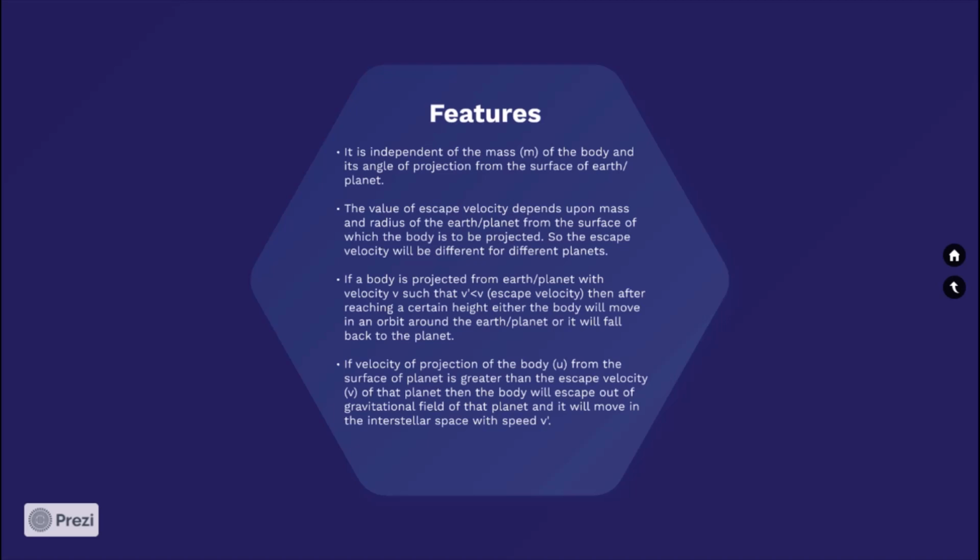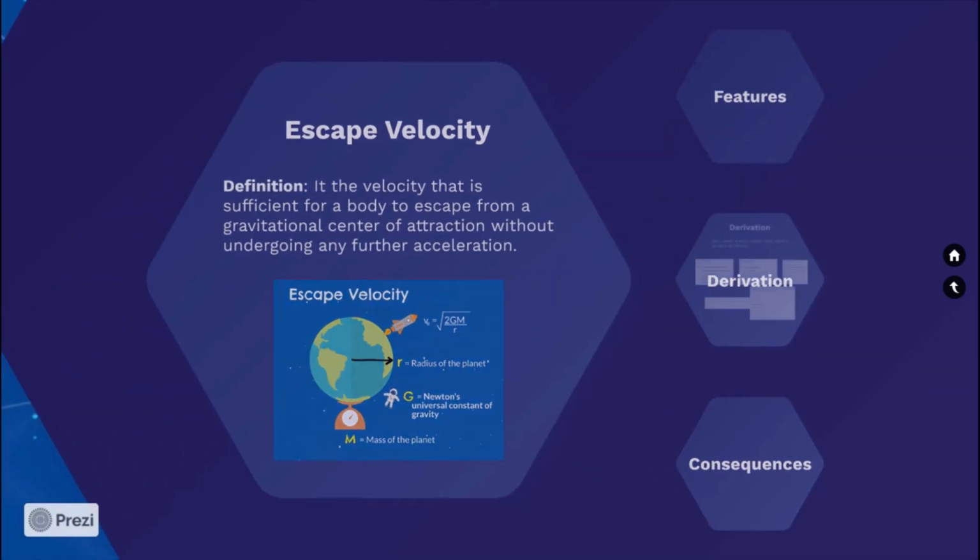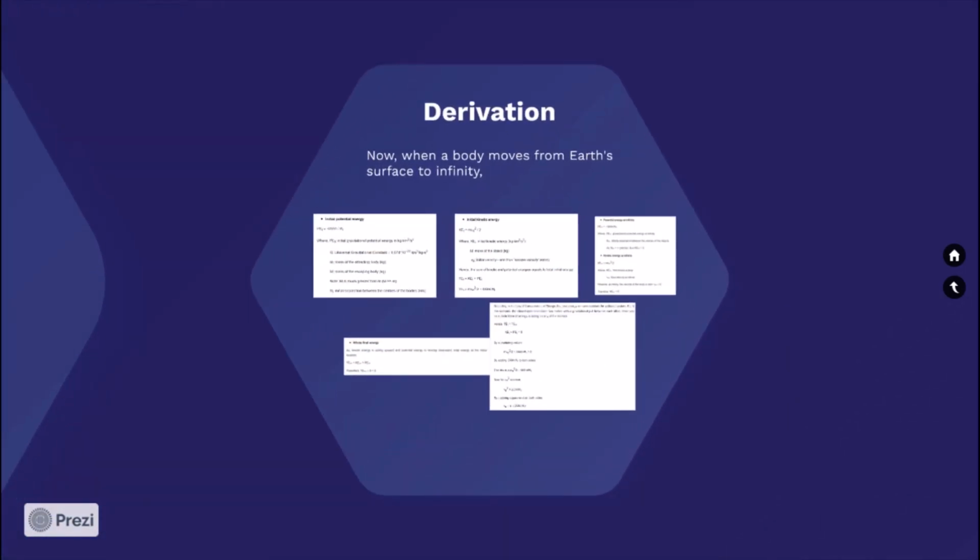If the velocity of the projection of the body from the surface of the planet is greater than the escape velocity of the planet, then the body will escape out of the gravitational field of that planet and it will move in interstellar space. Here is a picture showing escape velocities of different planets. Now the formula for escape velocity is under root of 2GM by r, and its derivation is as follows.